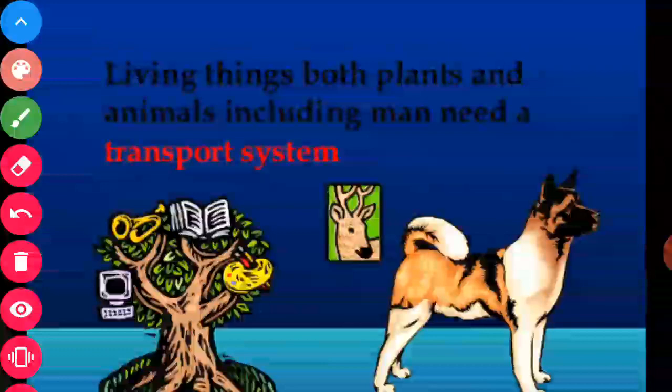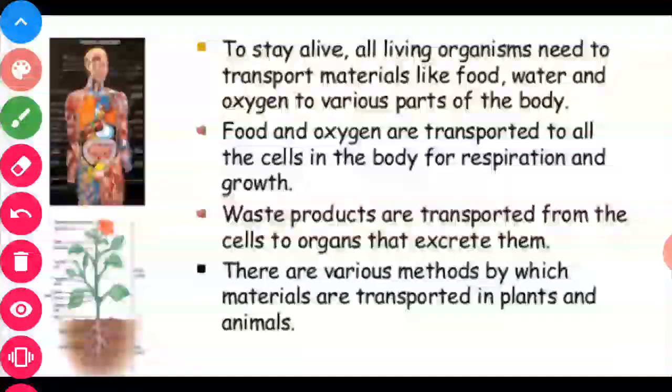Living things, both plants and animals including man, need a transport system. We know that both plant bodies and animal bodies, including man, have a complex body structure, so there is a need of a transportation system through which the essential materials are transported from one part of the body to another part of the body. The transportation of substances to various parts of the body ensures that all the parts of the body are working well.